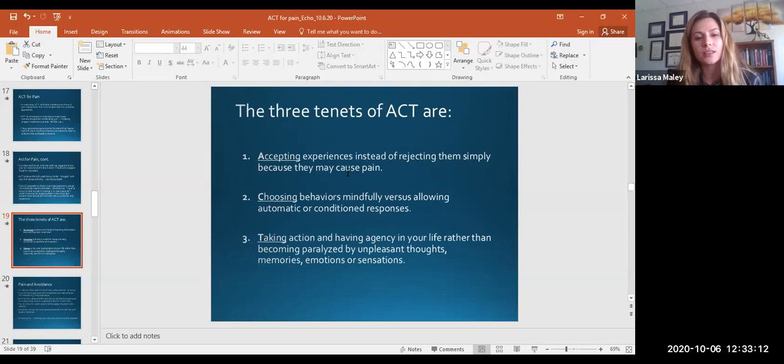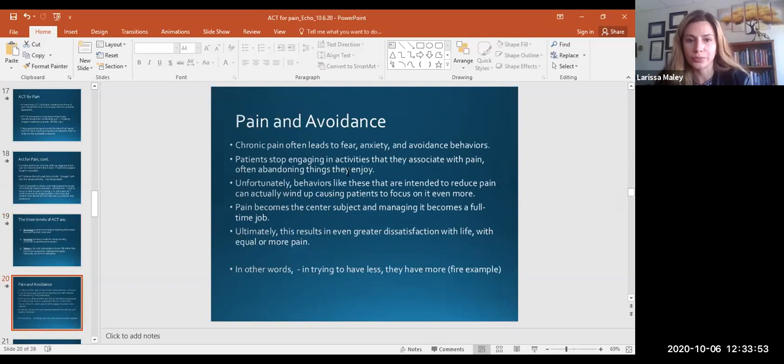And so ACT, by using accepting, choosing, and taking action, helps folks really engage with the fact that they have agency, that they're the one that drives the bus. They don't have to listen. And this amazing thing occurs when you ignore the passengers. You accept that they're there. You stop engaging with them. You stop yelling at them. You stop trying to kick them off because you can't, but you just ignore them. Well, they eventually go and sit in the back and shut up. They eventually stop trying because they're not getting their way. And so that's really what accepting, choosing behaviors, and taking action is geared to help people do.